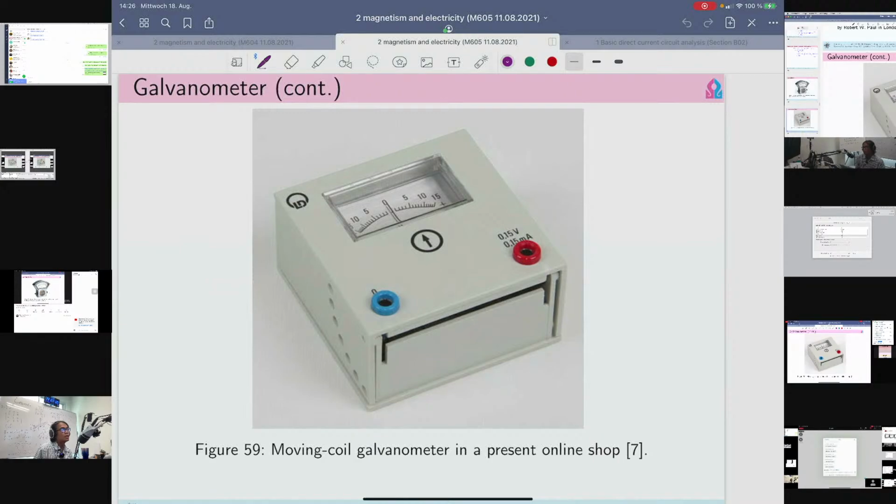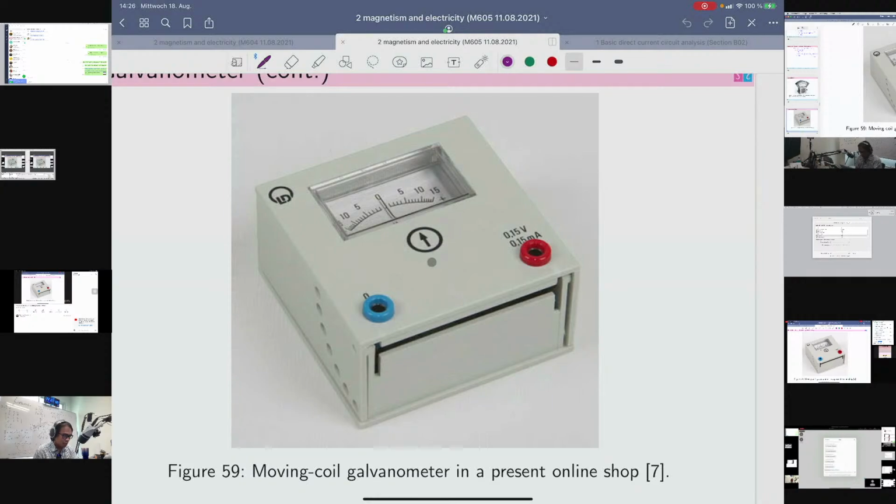It has two poles, the blue one and the black one. It's used to measure anything, depending on your purpose. Here it is denoted by the letter G. And the structure inside the galvanometer is that you have a scale and a permanent magnet.